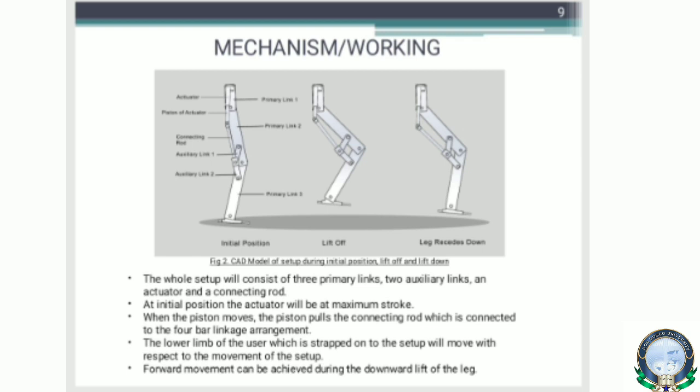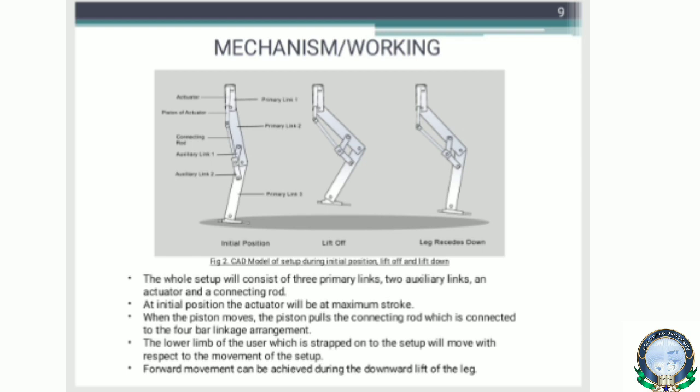The second primary link is connected to the fixed link through a hinge joint, and thus is allowed to swing back and forth. The third link is connected to link 2 as link 2 is connected to link 1, that is the fixed link. The auxiliary links 1 and 2, as we can see in the figure, are connected to the primary links 2 and 3 respectively, thus forming a 4-bar linkage.